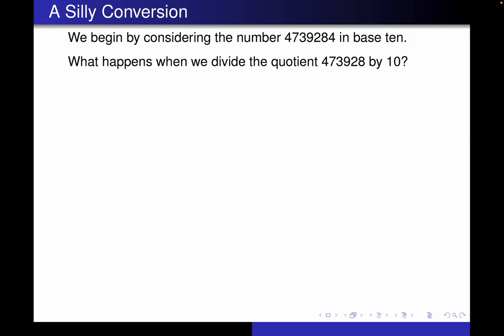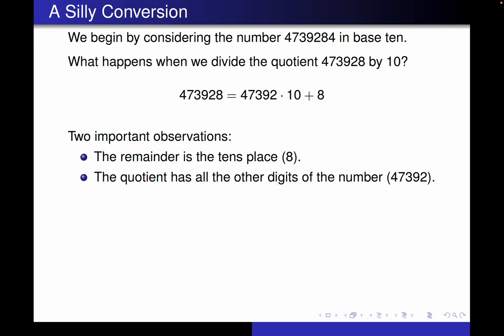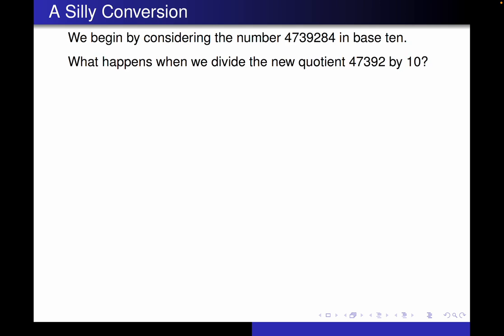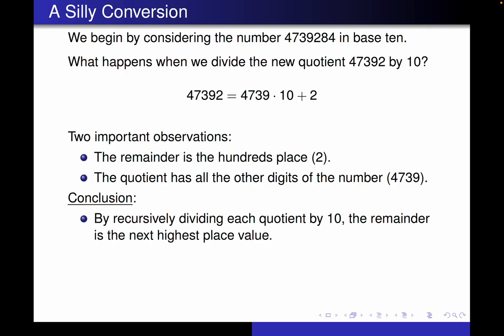If we do this again, when we divide the quotient, 473,928, by 10, we get something similar happening. We get a quotient of 47,392, which is all the digits past the tens, and we get 8 as our remainder, which is our tens digit. So again, the remainder place is the tens place, and the quotient has all the other digits. And if we keep on going, take the new quotient and divide that by 10, our remainder is the hundreds place, and the quotient has all the other digits. So we can conclude that by recursively dividing each quotient by 10, the remainders generate the next highest place value. And we can use this to find all the digits of the number.